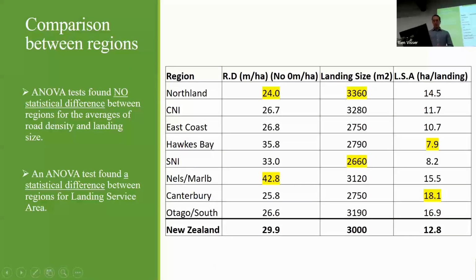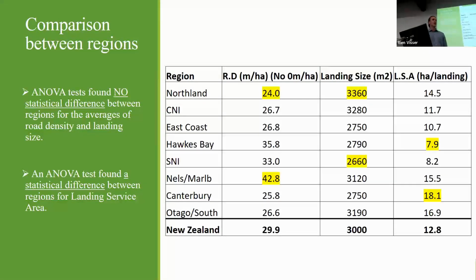This slide shows the infrastructure averages by region. So the largest and smallest values for each infrastructure variable are highlighted in yellow. An ANOVA test was conducted for each of the infrastructure variables. No statistical difference between regions was found for road density and landing size. However, surprisingly, a statistical difference was found between regional means for landing surface area.